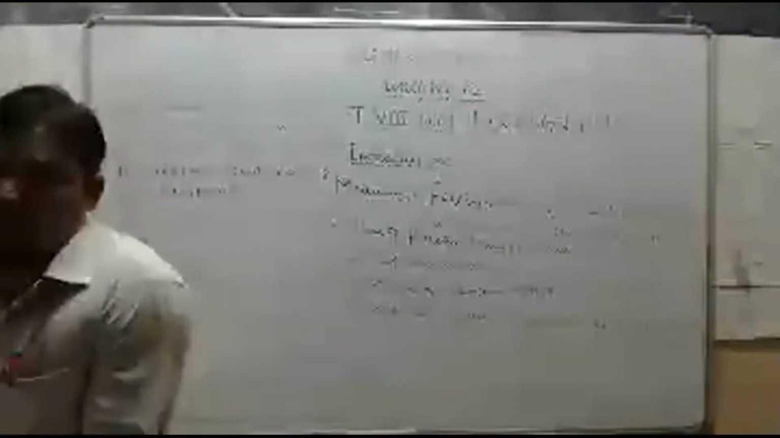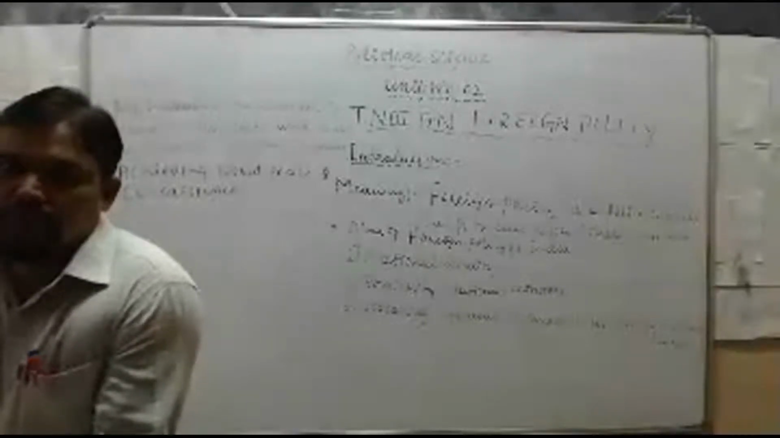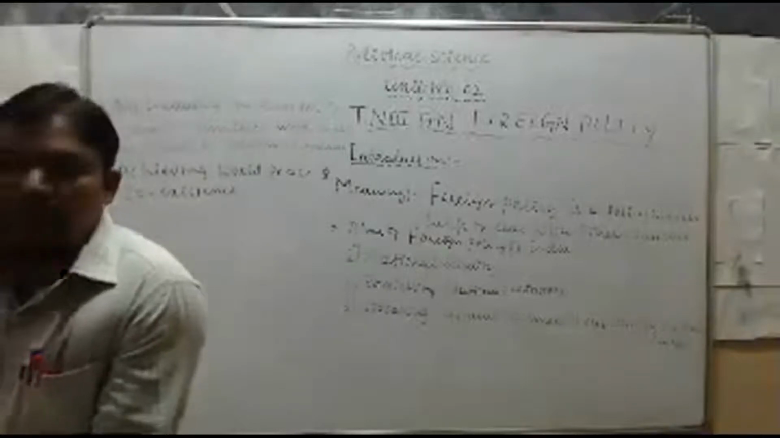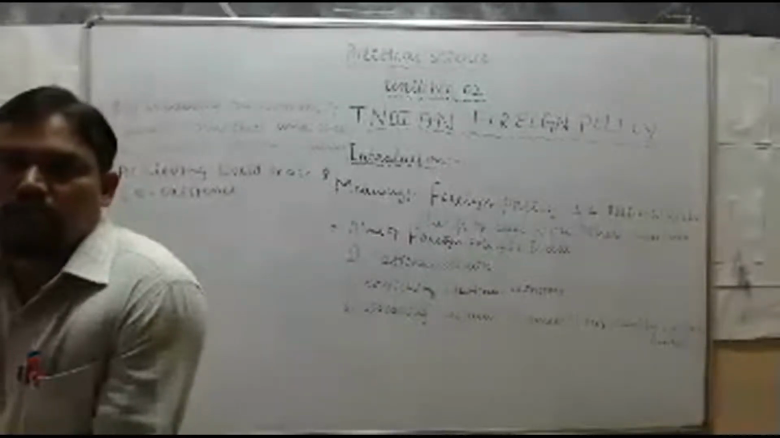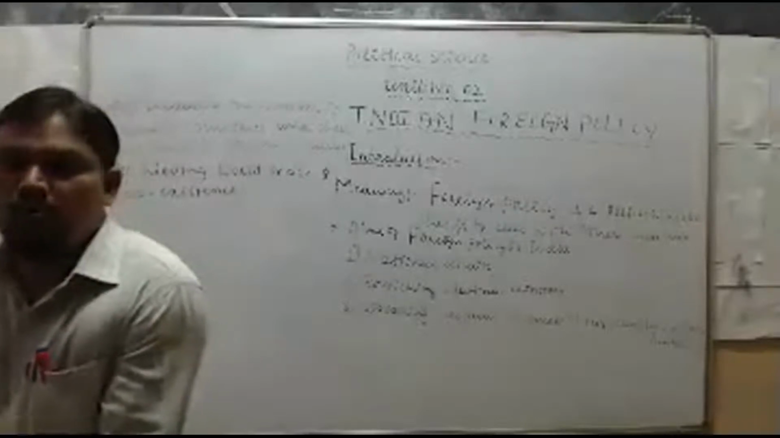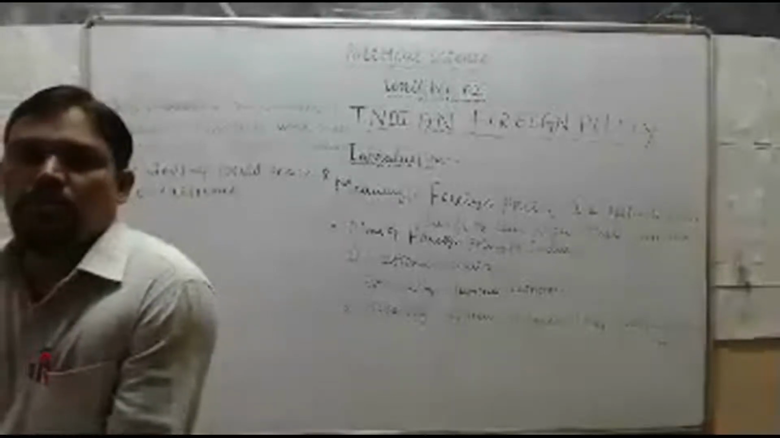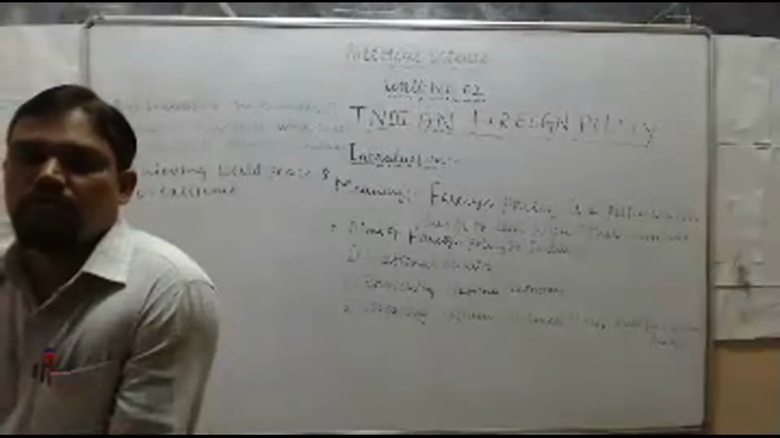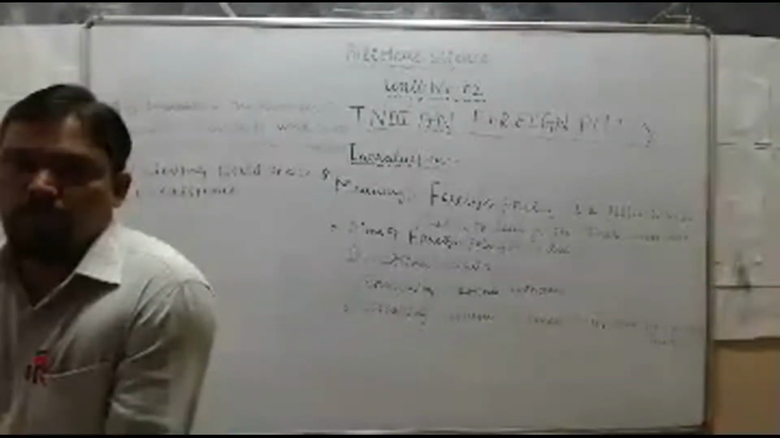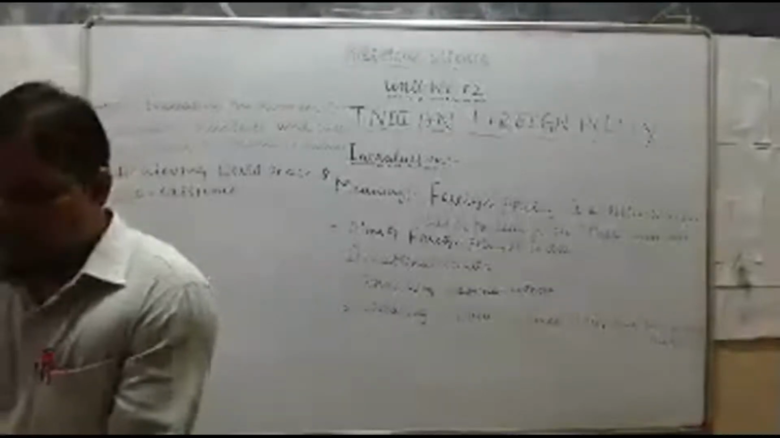It's very important. When did Jawaharlal Nehru outline the foreign policy of India? September 7, 1946. In the radio speech of September 7, 1946, Jawaharlal Nehru, the first Prime Minister of India, outlined the foreign policy of India for the first time to the general public. It's very, very important. Okay.